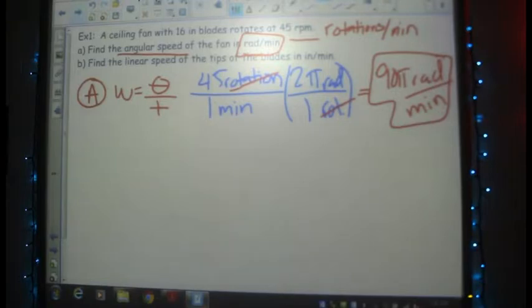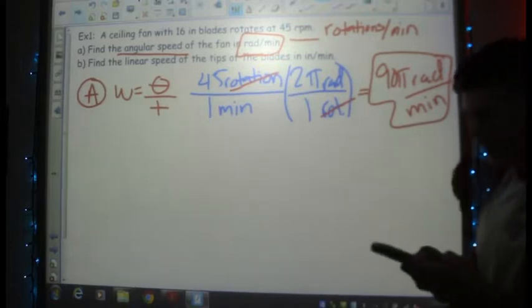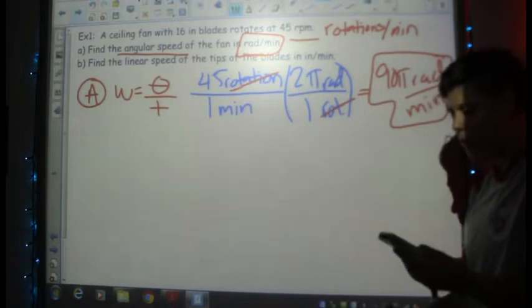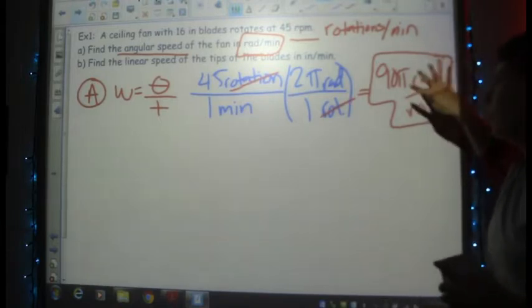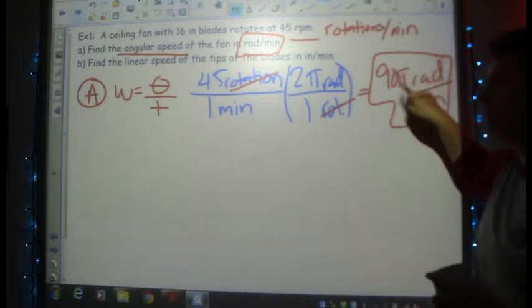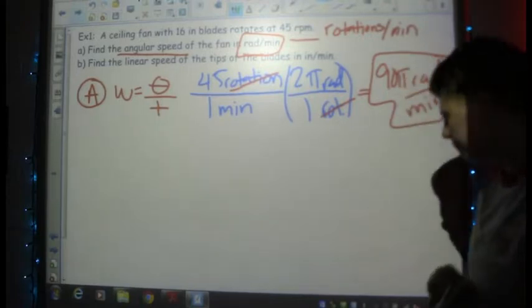I could use a calculator, and I could come up with an estimated version of that 90 pi by multiplying through, and if I do that, 90 times pi gives me 282.74. But the exact answer is always preferred. You want to leave your answer in terms of pi there, and you'll see why in just a minute.